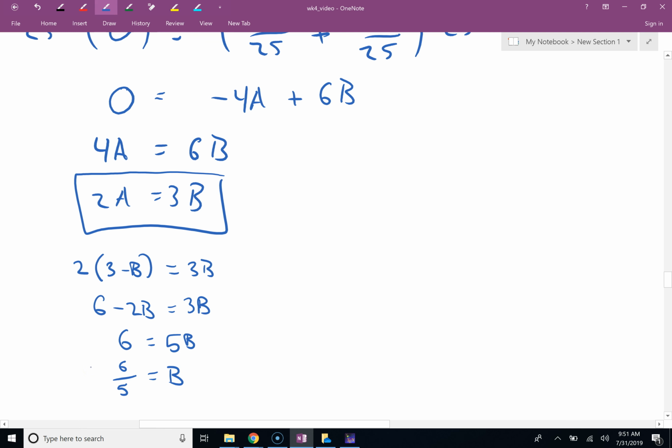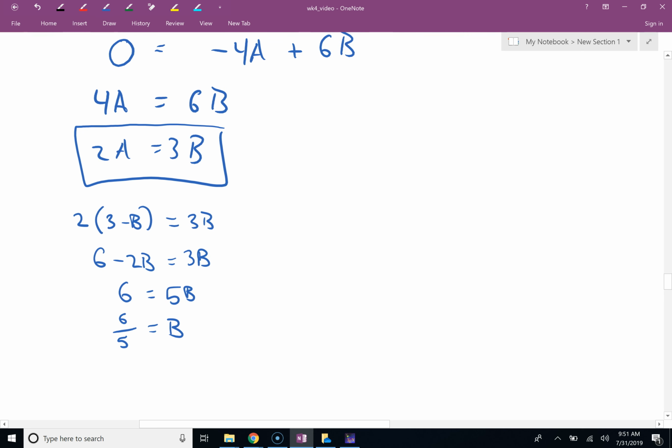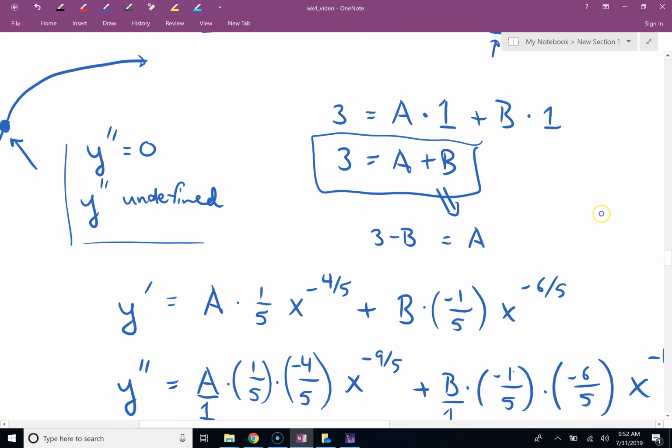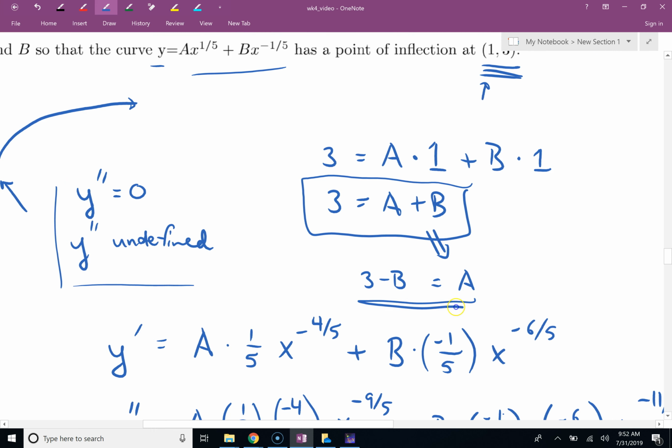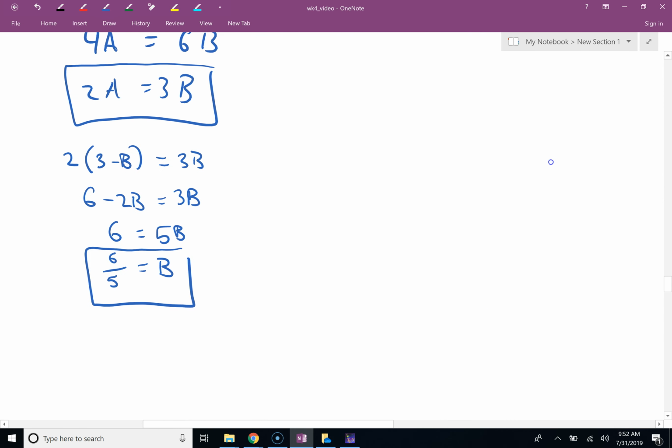So not a very beautiful answer, right? It's a fraction and everything, but this is the value for b. Now, if I want to know my value for a, we have an equation back here that says, if you want the value for a, take 3 and subtract away b, and that will give you your value for a. So down here, I'm going to say a equals 3 minus b. So I found my b value to be 6/5.